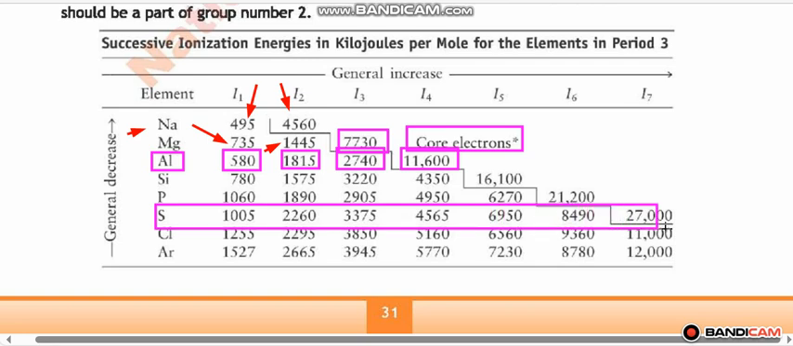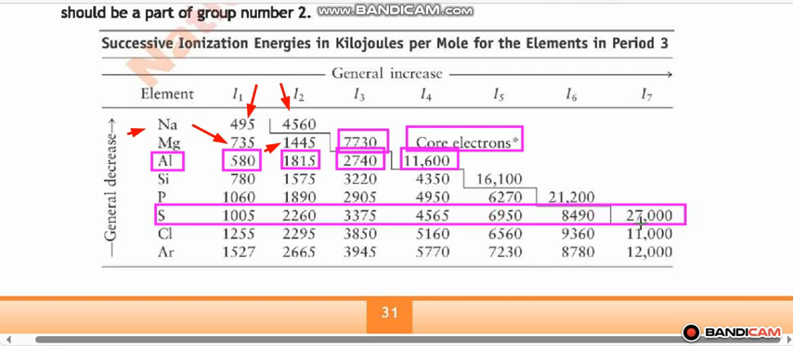Similarly, here we can see that sulfur has 6 ionization energies which are close to each other, because sulfur has 6 electrons in its outermost shell. But you will be astonished that 8490 is its 6th ionization energy, while the 7th ionization energy is 27,000. 27,000 is a very big amount of energy. This is because the removal of the 7th electron from sulfur is so much more difficult, because it contains only 6 electrons in its outermost shell.